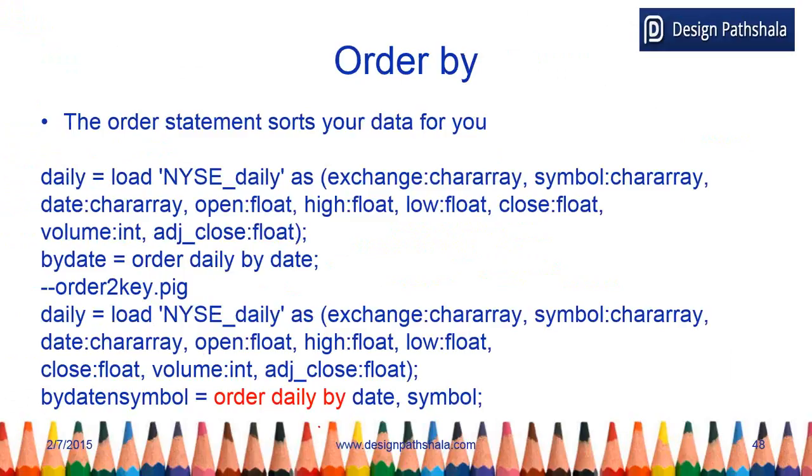So order daily by date and symbol. I hope you understand here I'm ordering daily by date and then by symbol. It's the first level of ordering on the date and then on the symbol. So this is how you could be ordering on two keys or a single key.